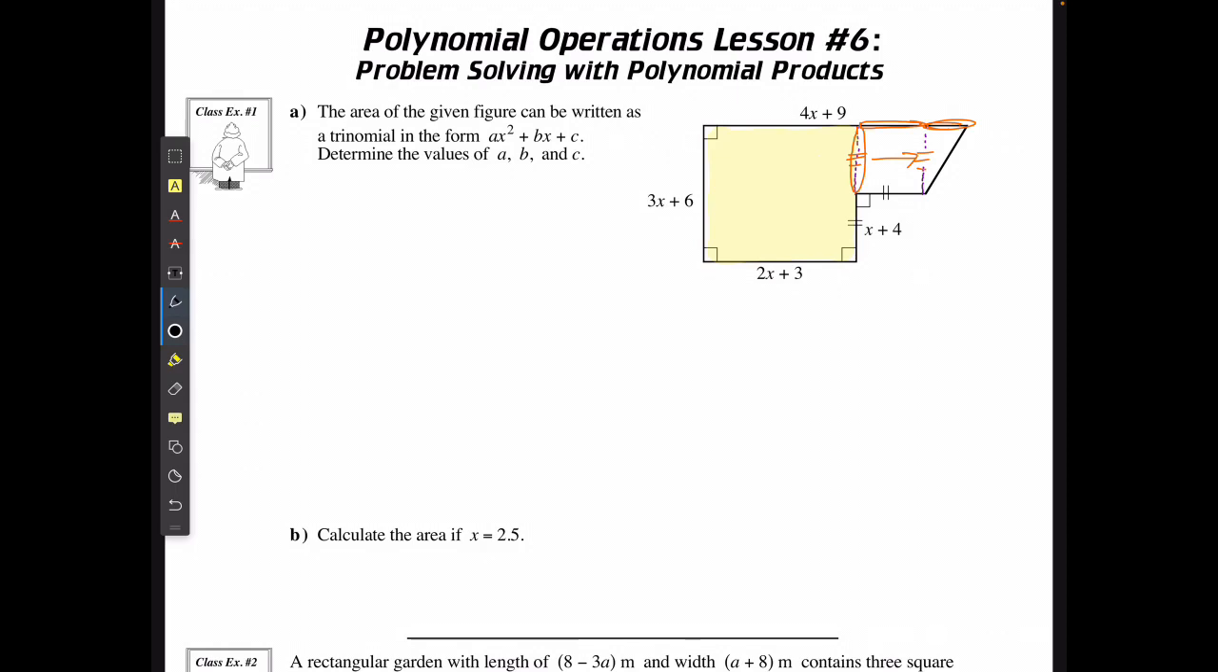I know that this side length, let's call this side length m. I know that m is the difference between this whole length here and this shorter length here. So I could say that m is equal to 3x plus 6 minus x plus 4. If I take the 3x and I take away an x, I'm left with 2x. And if I take the 6 minus 4, I'm left with 2.